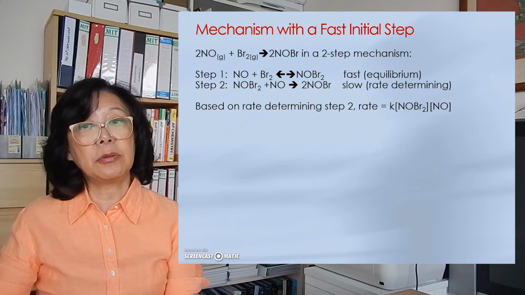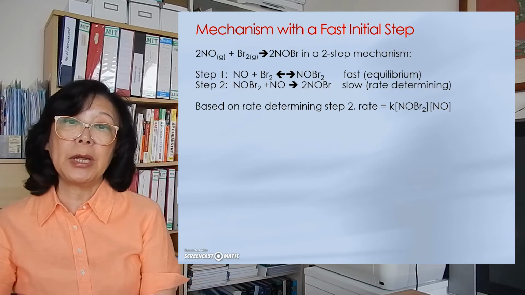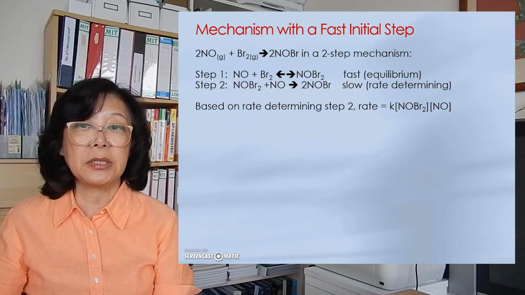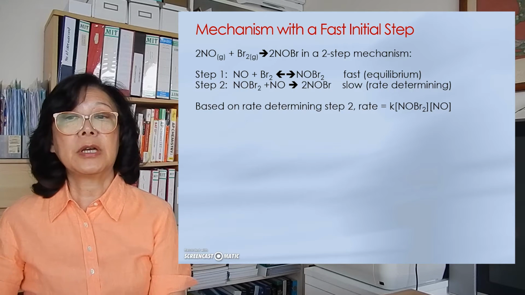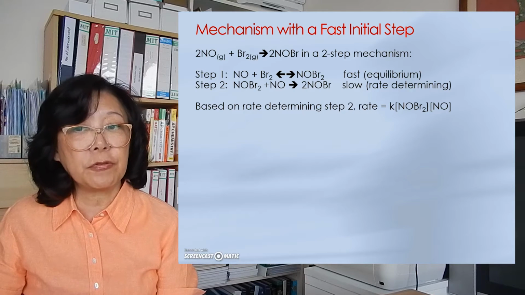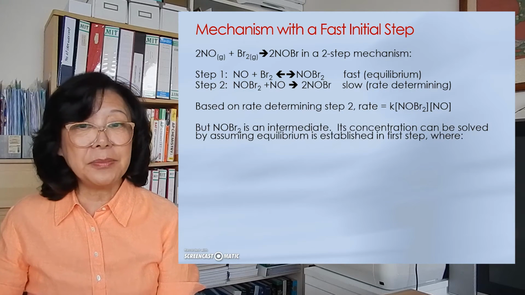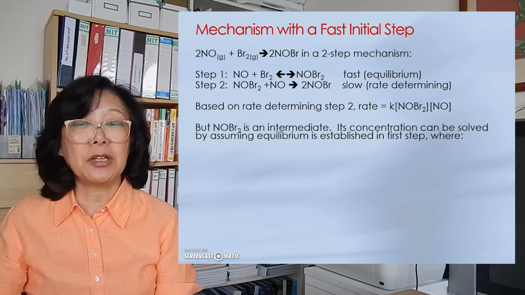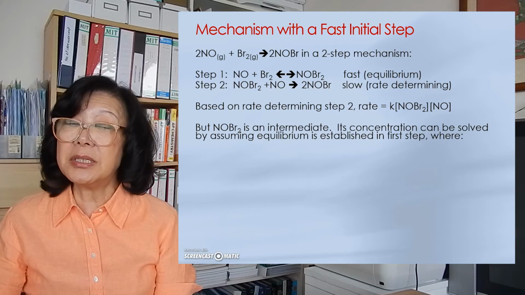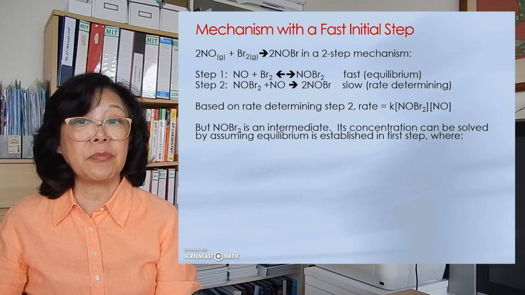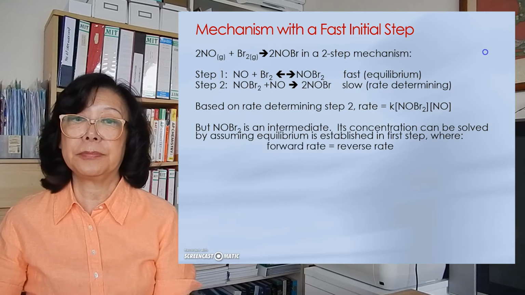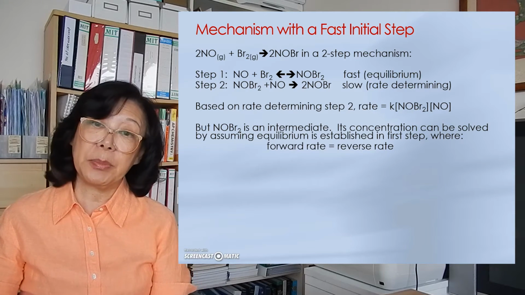Now based on the rate determining step number 2, we can write the rate law equal to k, the rate constant, times NOBr2 times that of the NO, each one raised to the first order. However, NOBr2 is an intermediate. We cannot see it, we cannot measure it, therefore we must express the concentration in terms of something real, measurable. And so we go back to step number 1.